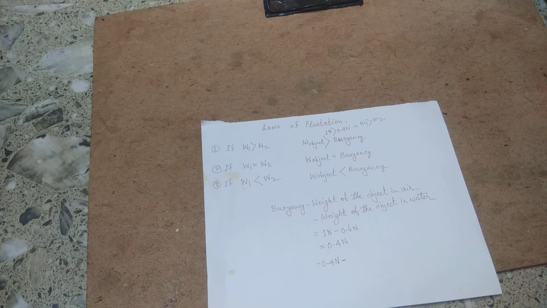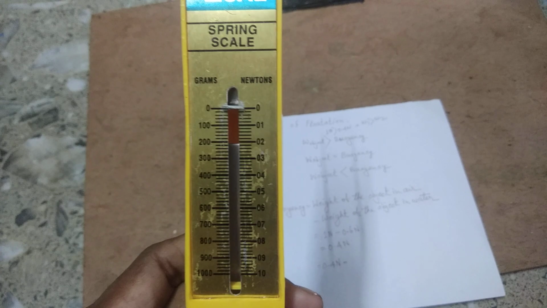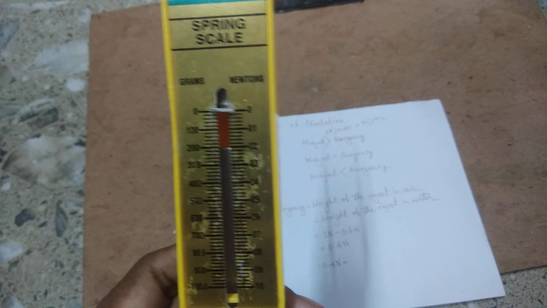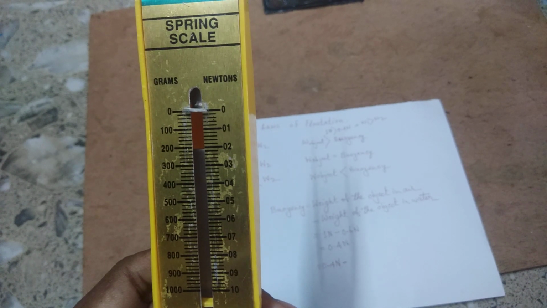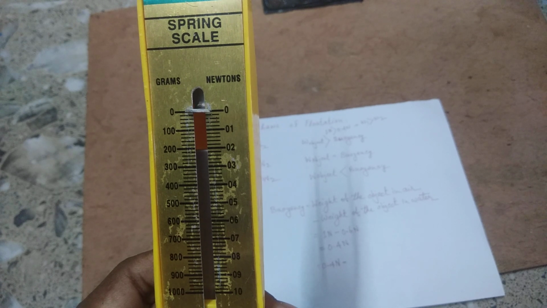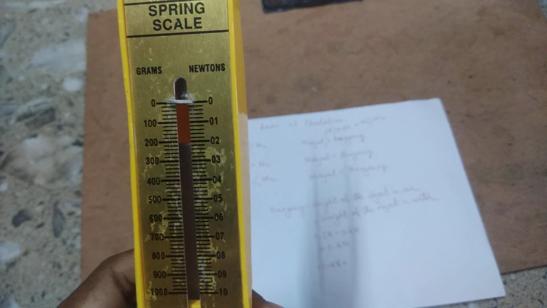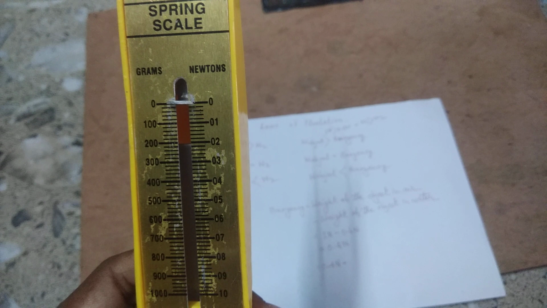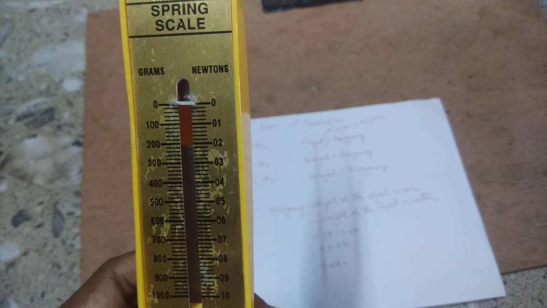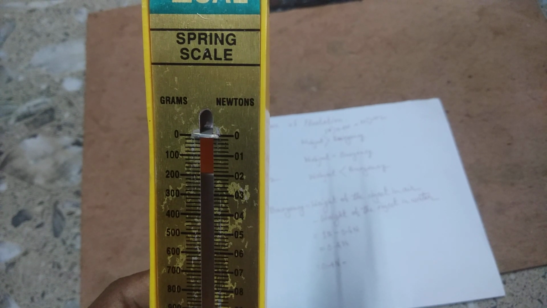First of all, let us see what happens. This is a spring balance, and we will find its least count. Here you see from 0 to 1 there are 1, 2, 3, 4, 5 divisions. That means 5 divisions equal 1 Newton, so 1 division equals 1/5, that is 0.2 Newton. That means the least count of this spring balance is 0.2 Newton.